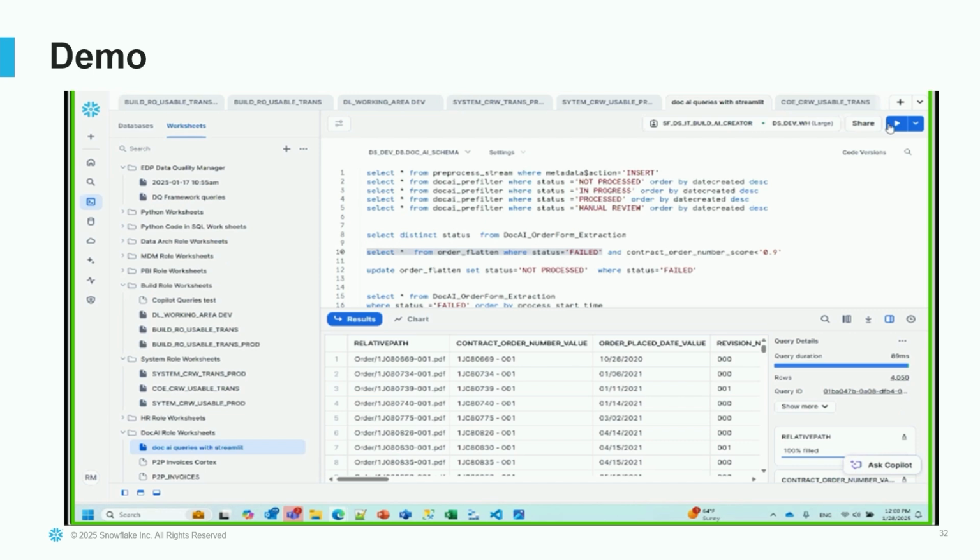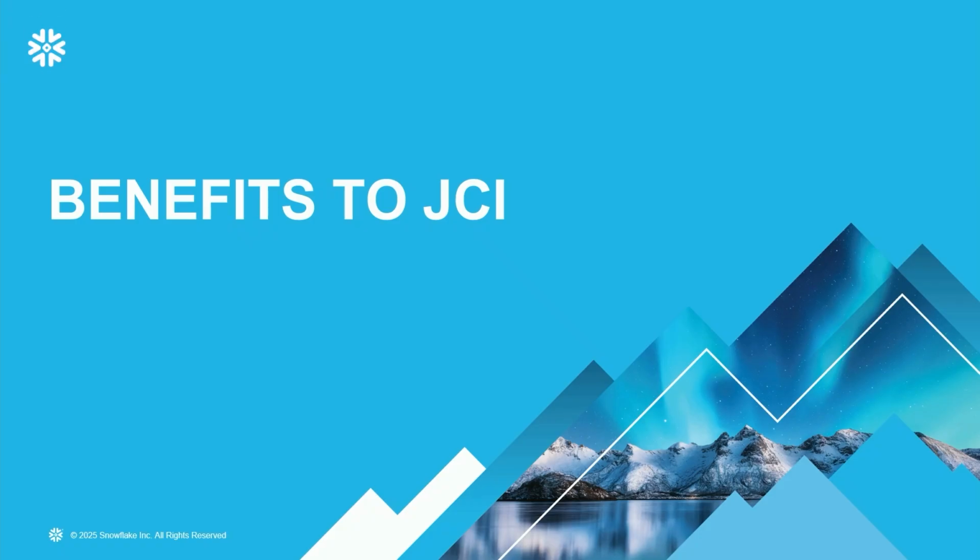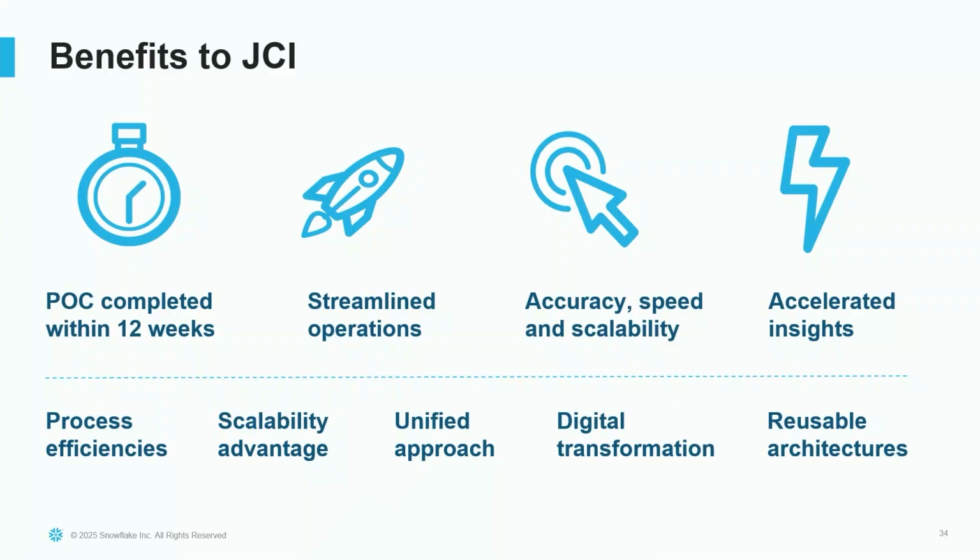And this is the target end state we were looking for: let's get the data out of the unstructured documents into a place where we can actually work with it and combine it with other data that we have available. So this worked out quite well. Okay. So why do we do this, and what kind of benefits do we have for JCI? I'll highlight at least a few of these.